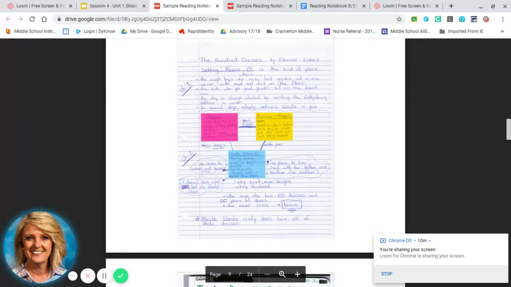Here, this is a story by Eleanor about The Hundred Dresses. This is her strategies that she wrote about this book. And she's talking about the setting, room 13, and what kind of place it is.